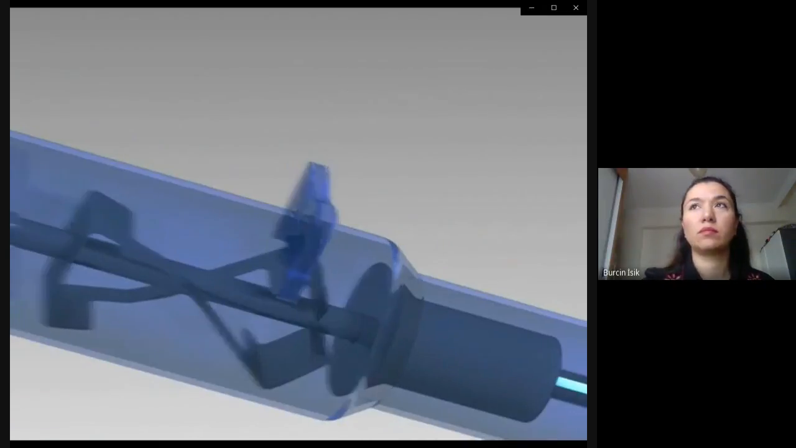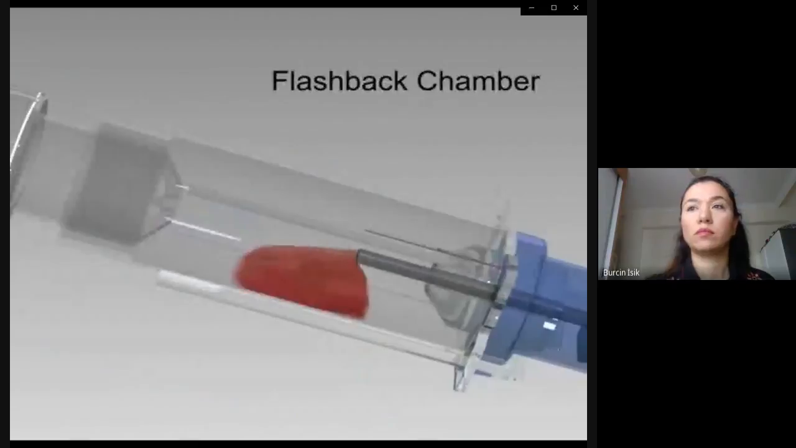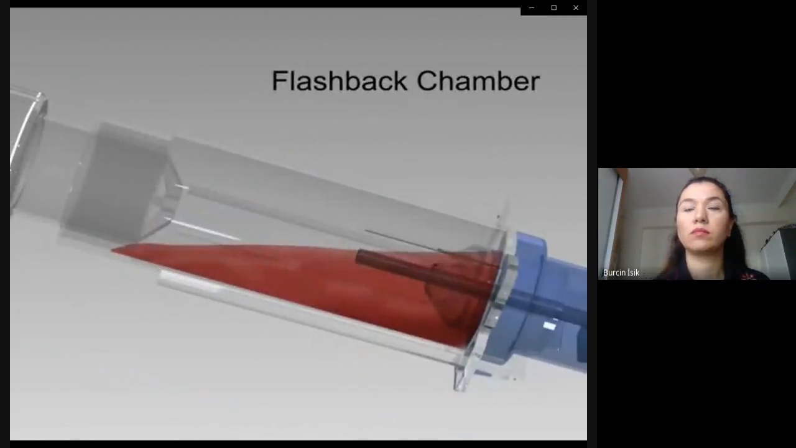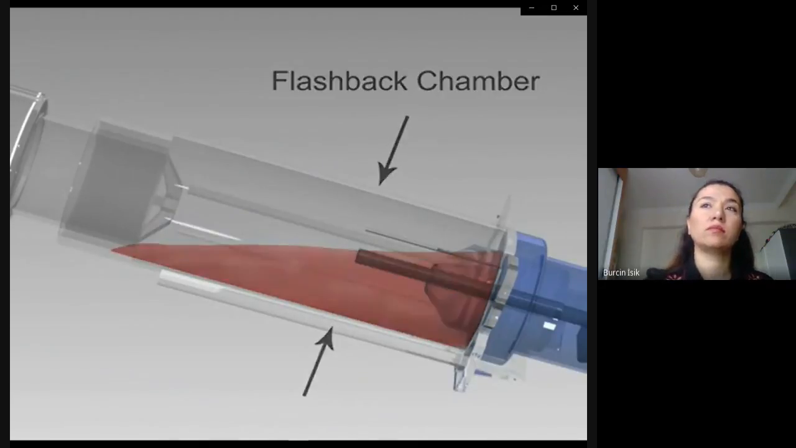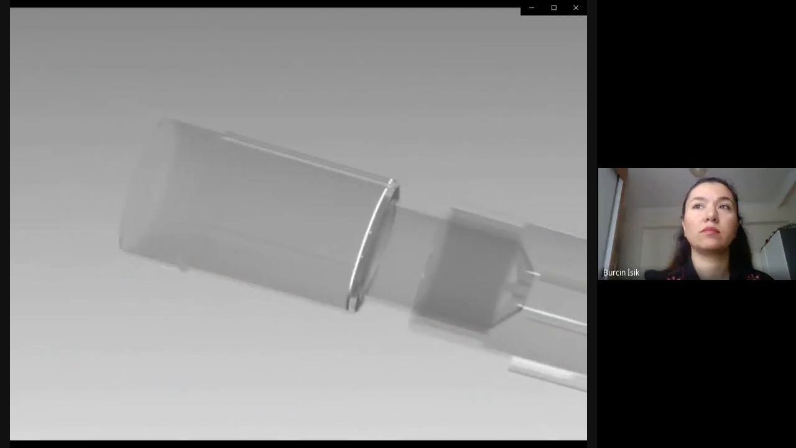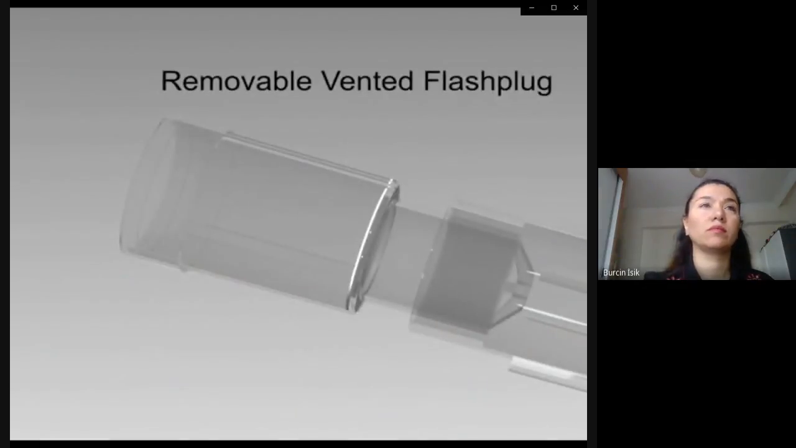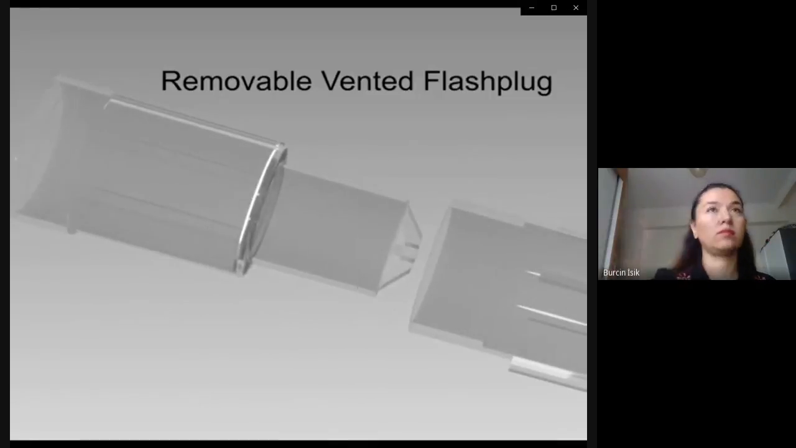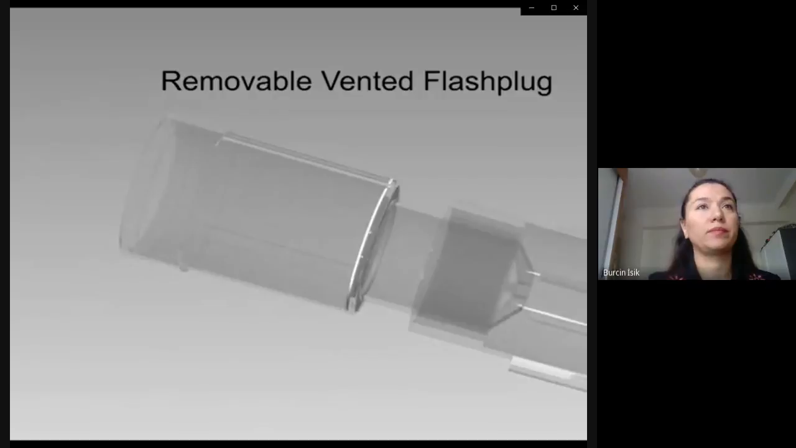The Introcan Safety flashback chamber, which catches blood return to indicate venous access, is a cylinder designed with ribs to give the clinician a secure grip during catheter insertion. Introcan also features a removable vented flash plug. The flash plug can be loosened to increase the speed of blood return, or it can be replaced with another device, such as a syringe or a blood collection access device.